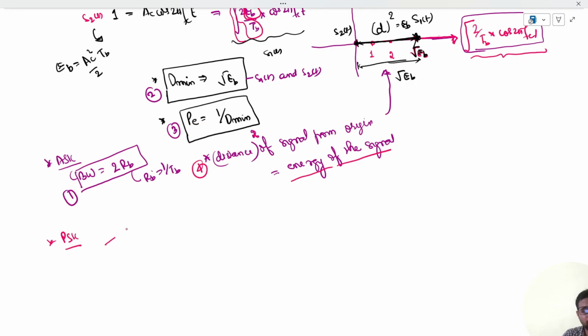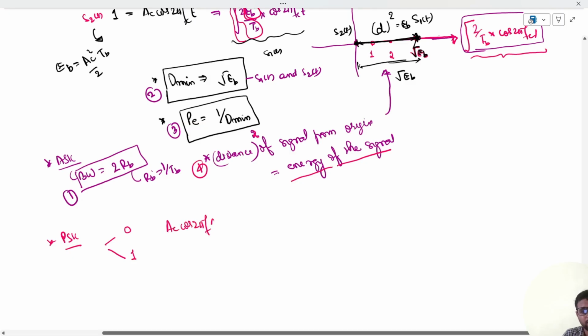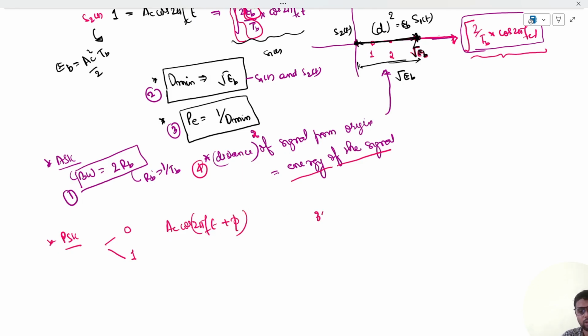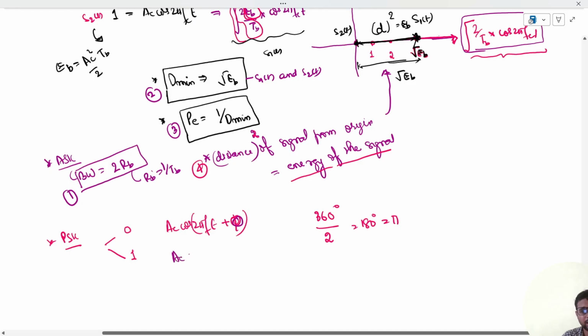See, again we have to represent only two signals, 0 and 1. So in phase shift keying, if this is like our carrier, we have to modify its phase. So total phase is what? 360 degrees. For two signals, how much phase difference do we require? That is 180 degrees phase difference. So if one signal is given a phase 0, another signal can be given phase pi.